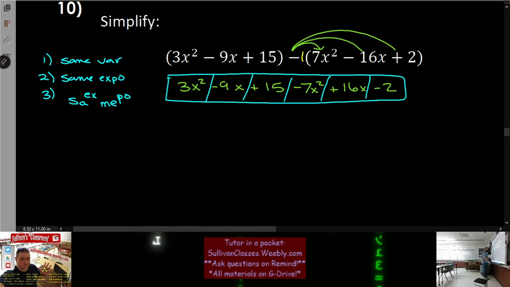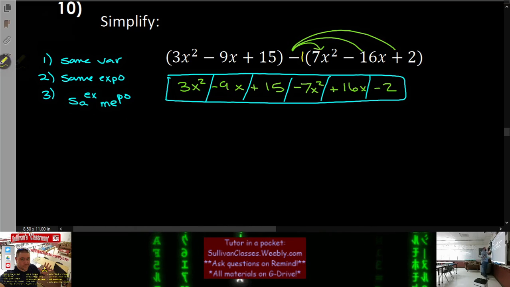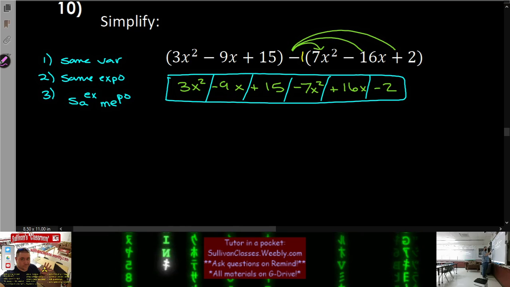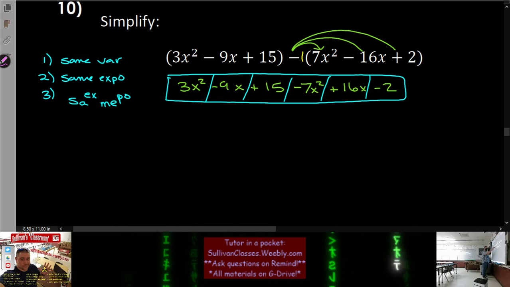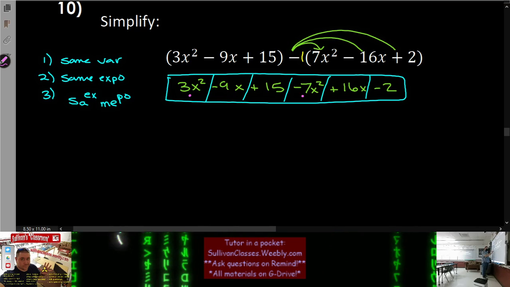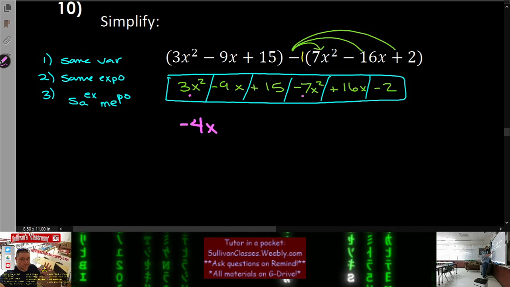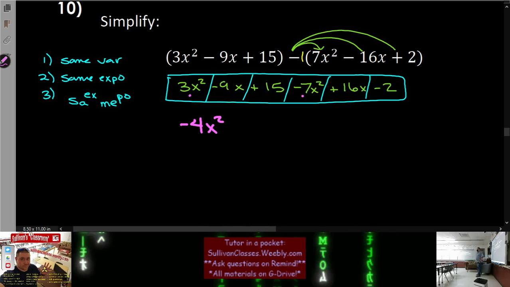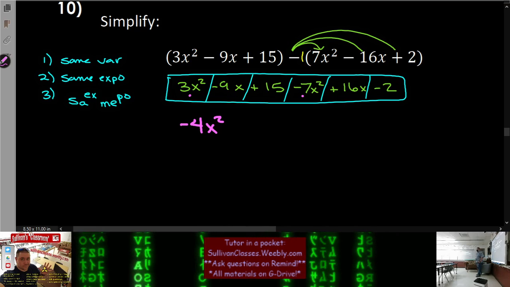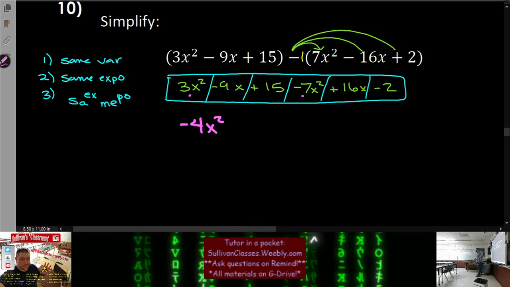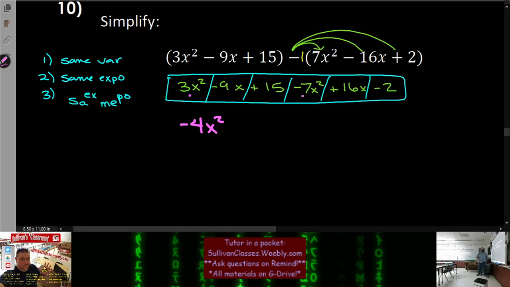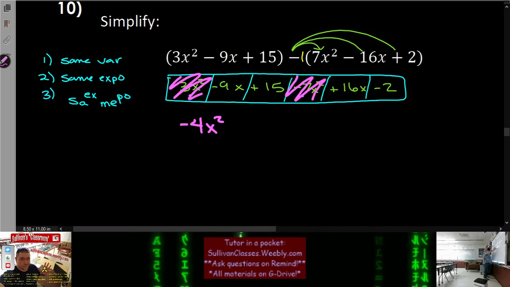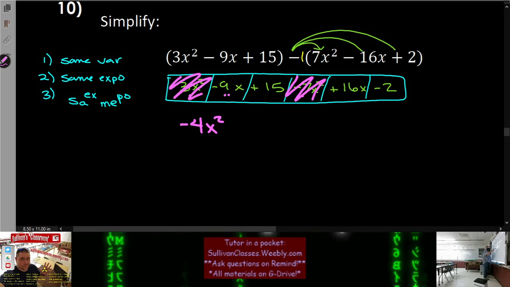So, which of these are like terms? Do I see any other x squareds? 3x squared and negative 7x squared. Okay, this and this are like terms. So I'm going to say negative 4x squared. Remember, those exponents don't change when I'm combining them. I'm saying 3 things minus 7 things. Things doesn't change.